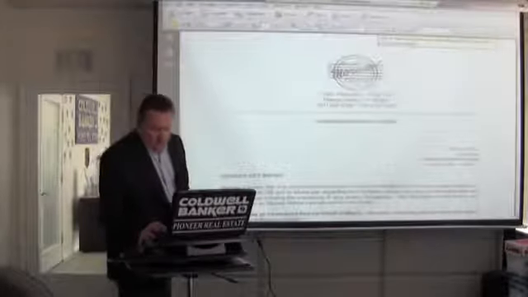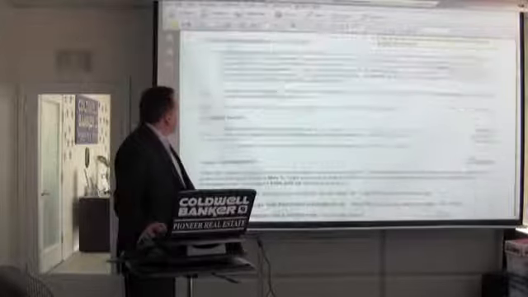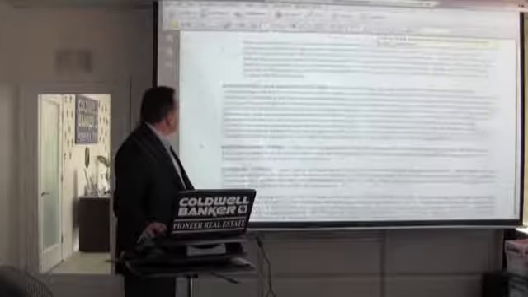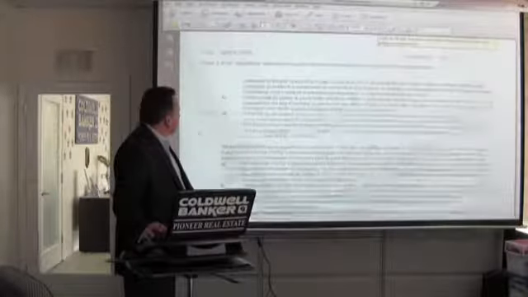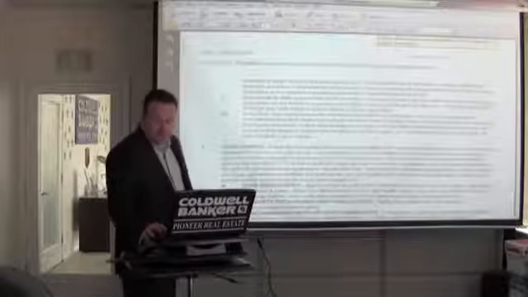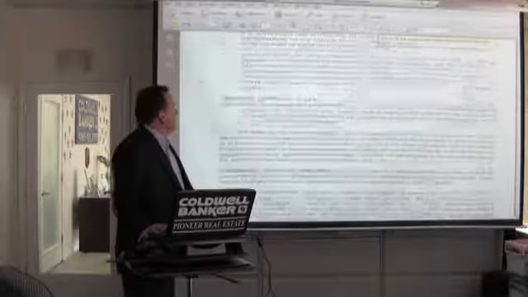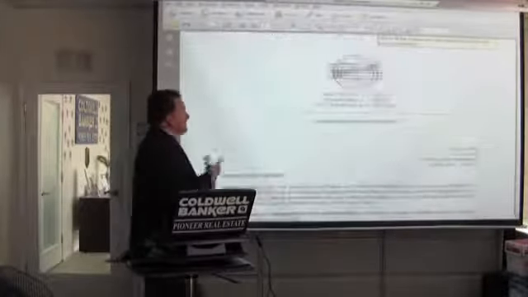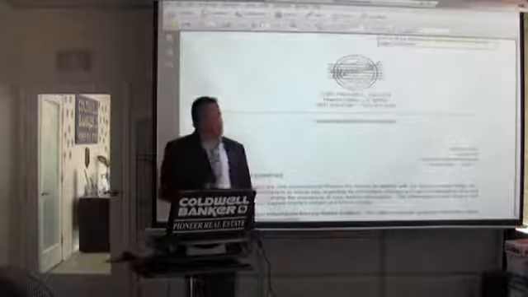Escrow instructions, you'll find as you get more experience in this business, tend to look very, very similar. In fact, I just wanted to skim through these to make sure this is the copy that I thought I had, and it is. So basically, you're going to find two different types of escrow instructions.